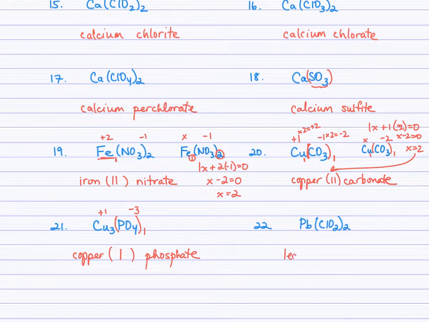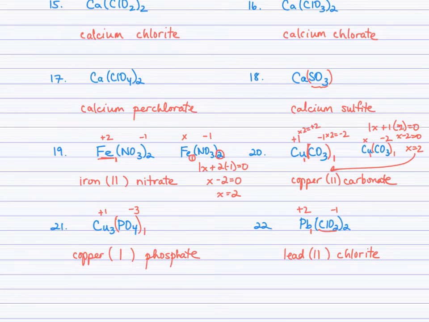Okay, last one here. Lead, and lead is multivalent, and the name of ClO2 -1 is chlorite. And if we fill in our 1 here and uncross, we check on the charge on the chlorite, it is -1, therefore the lead is a charge of +2. And we finish with lead 2 chlorite.